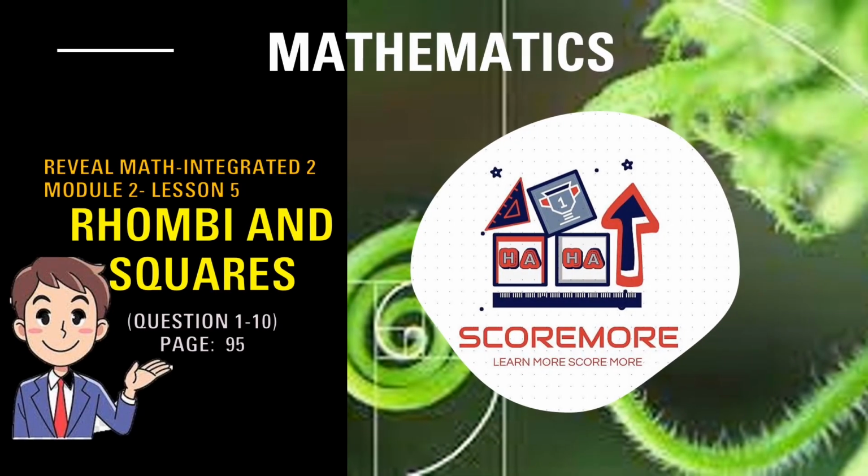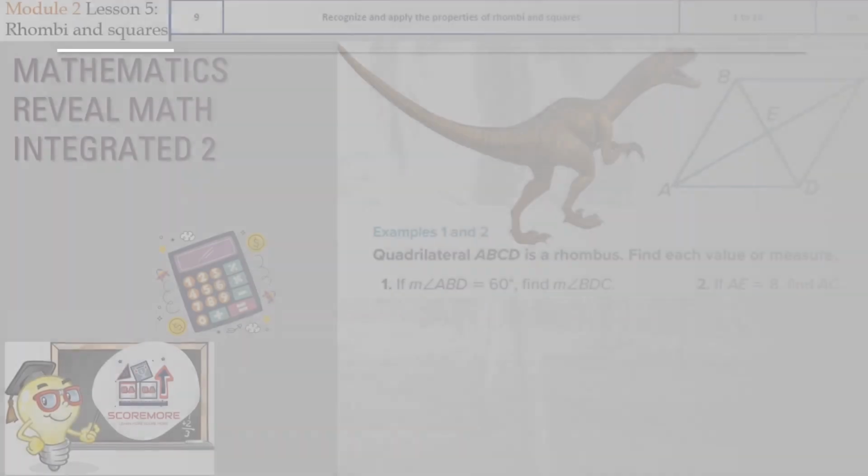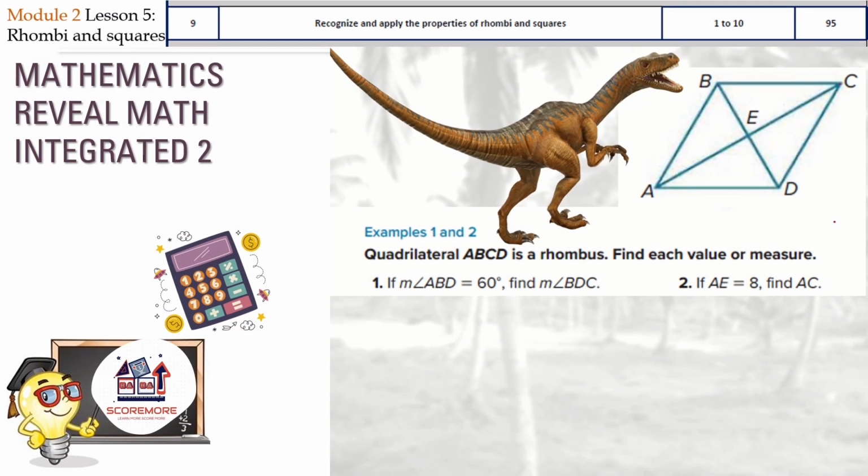Hello viewers, welcome to another video of learning Module 2 Lesson number 5, Rhombi and Squares. Actually, Rhombi is the plural form of rhombus. So ABCD is a rhombus in question number 1. They gave me measure of angle ABD is 60 degrees. We are supposed to find measure of angle BDC.